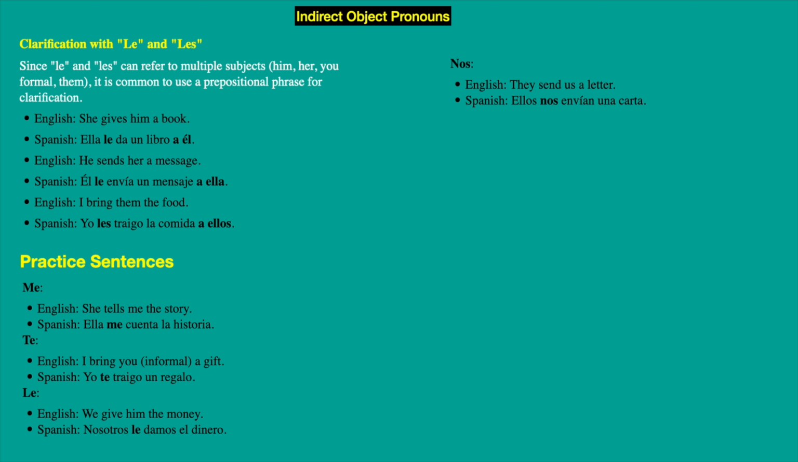For nos, in English, they send us a letter. Ellos nos envían una carta. And for les, I write them an email. Yo les escribo un correo electrónico.